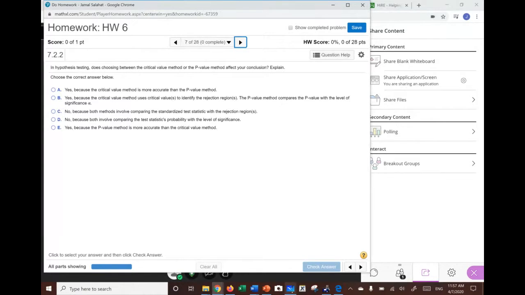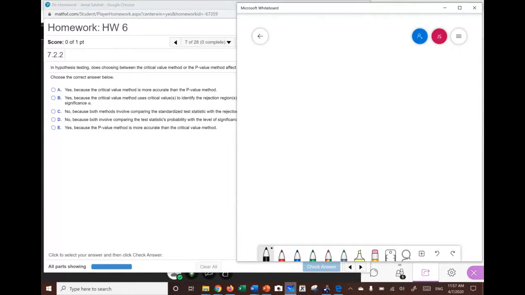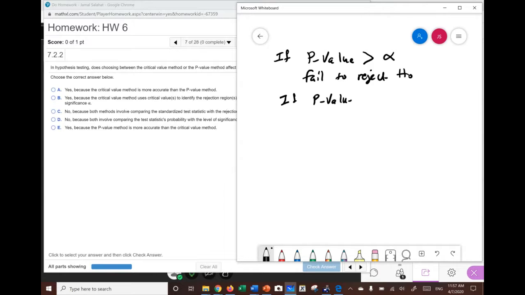The p-value method involves this rule, and you always have to remember it. If the p-value is greater than alpha, you fail to reject H naught. If the p-value is less than or equal to alpha, we reject H naught. So this is the rule.